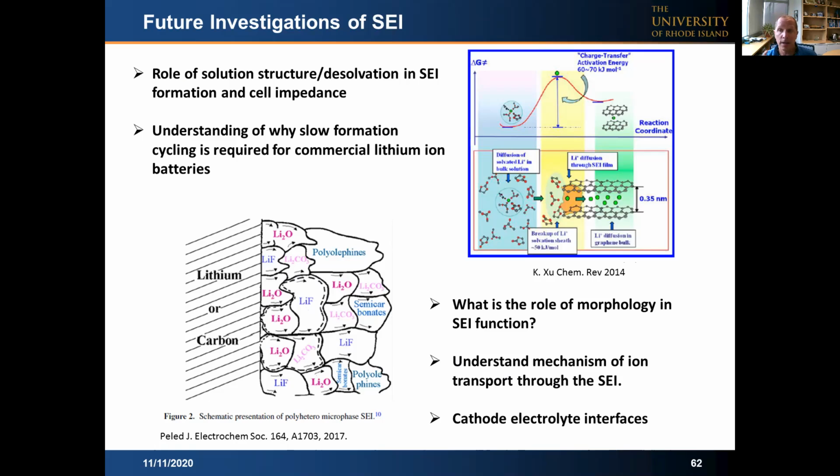And then finally, in terms of the cathode, there are also cathode surface films. And what's the role of the electrolyte in the cathode electrolyte interface formation and evolution? That's something that we will go over in the final presentation of this series, which I will get to shortly.